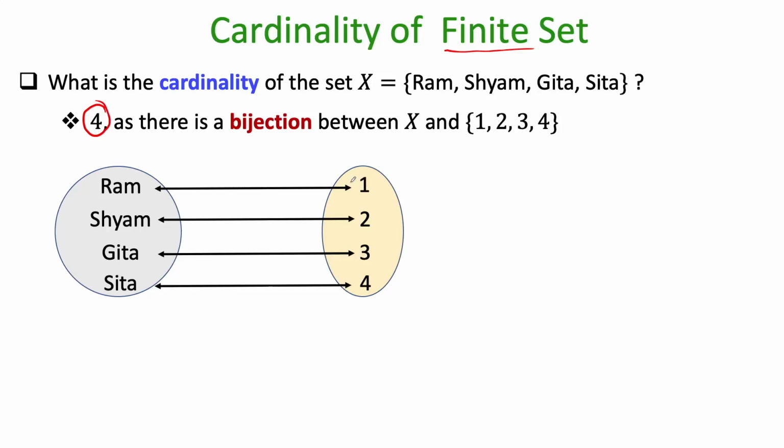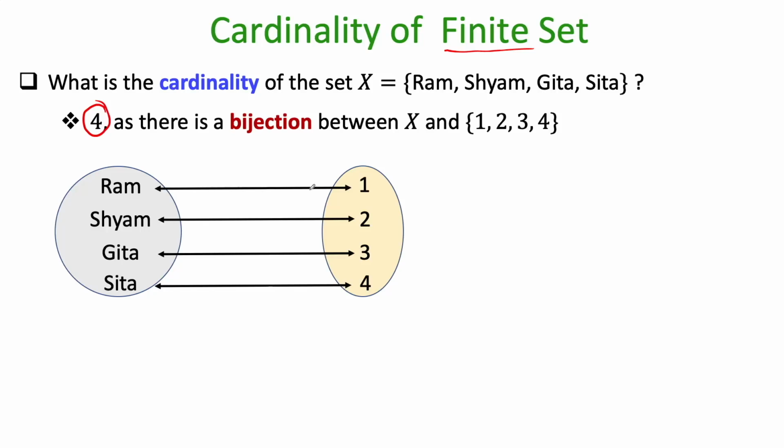There can be many bijections possible between the set X and the set 1, 2, 3, 4. One of the bijections could be where the element Ram is mapped to 1, Shyam is mapped to 2, Geeta is mapped to 3 and Sita is mapped to 4. You can have a bijection where Ram is mapped to 2, Shyam is mapped to 1 and so on. That's also a possible bijection.